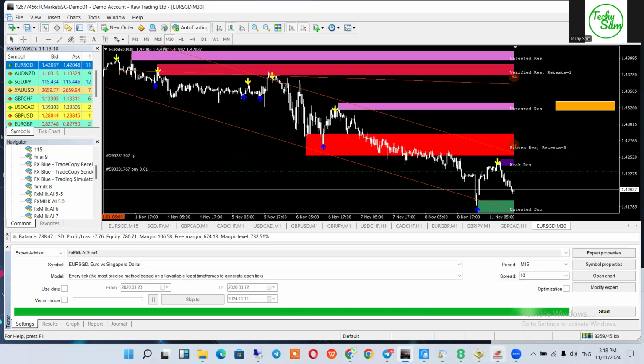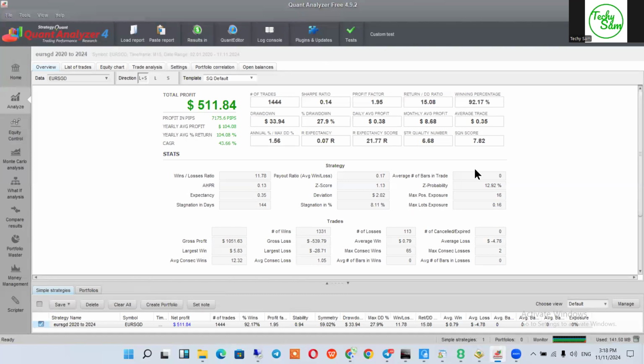So this is the quant analyzer of the strategy. Whether I use the 0.01 lot size on $100 capital, the results are relative, so what you are seeing here is what you'll be getting as well. Our winning percentage, which means the percentage of winning trades, is a total of 92%, which means less than 8% of all the trades were losing trades.